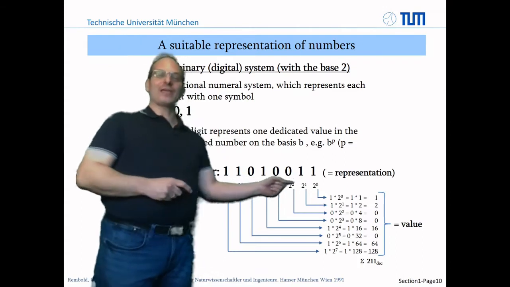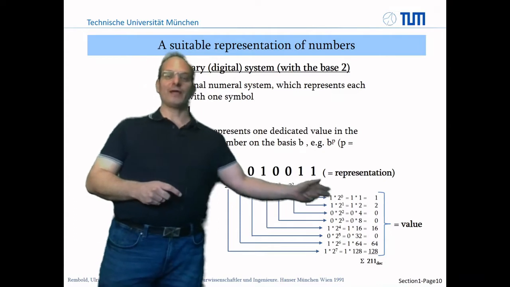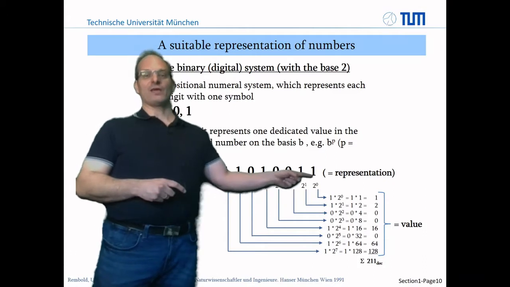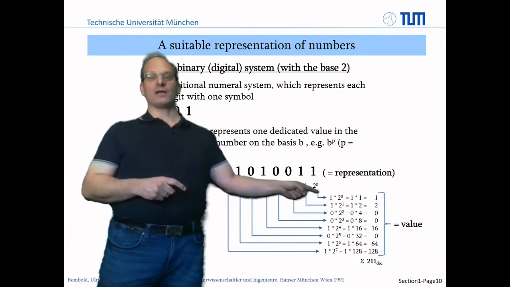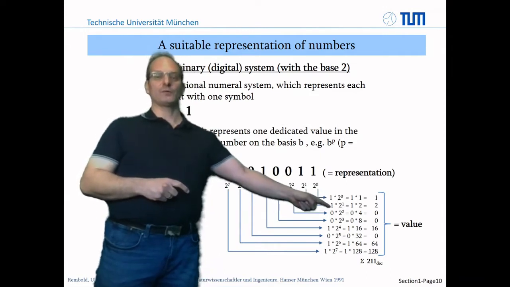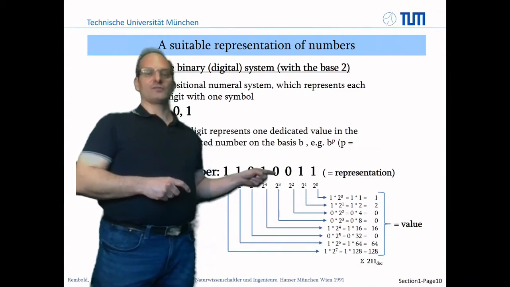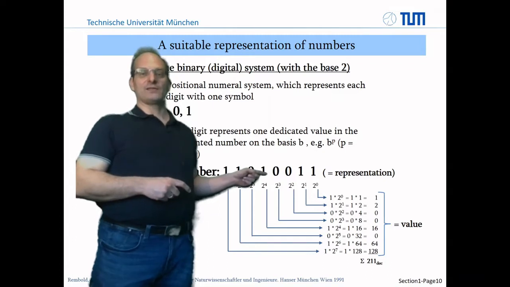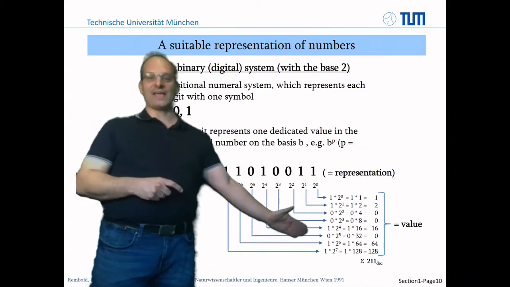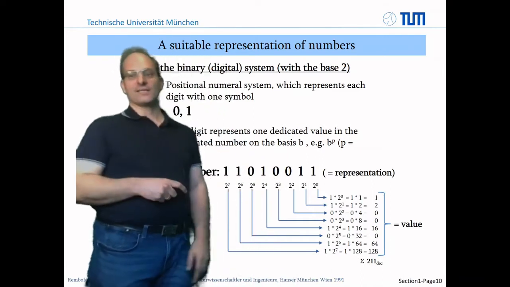And how you can convert this again: you take the representation, you multiply it by the value for its position, and then you sum all of these things up. So if you have this here, you take 1 times 1 and you will get 1. You take 1 times 2, you will get 2. So 1 plus 2 is 3. 0 times 4, 0 times 8, 1 times 16. So you have 16 plus 2 plus 1, and so on. And at the end, if you sum all of these up, you will get the number, in this case, 211.